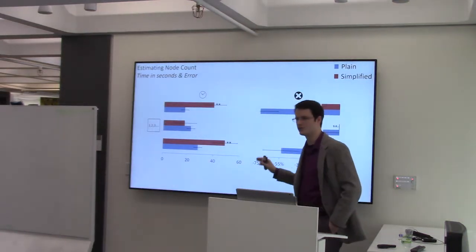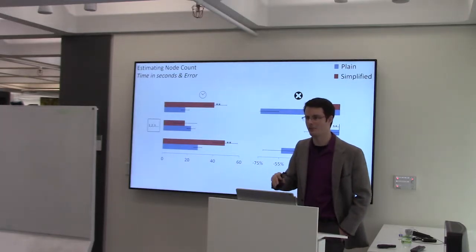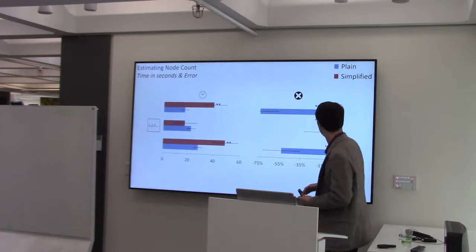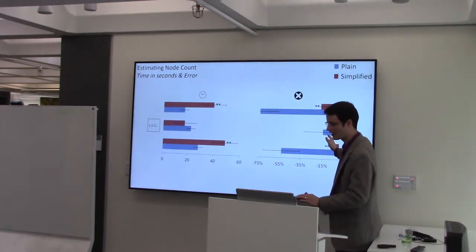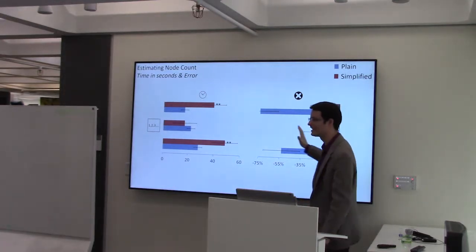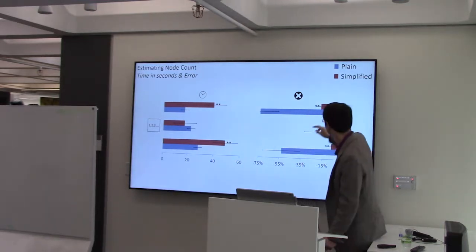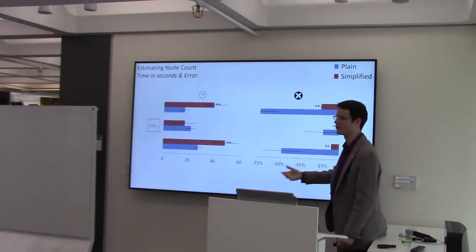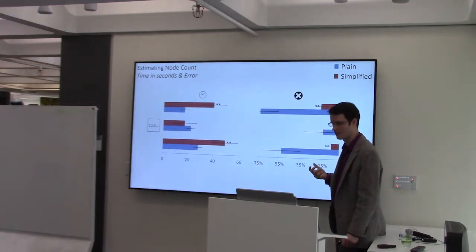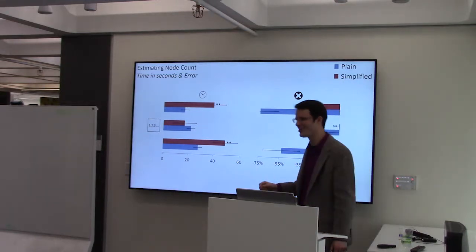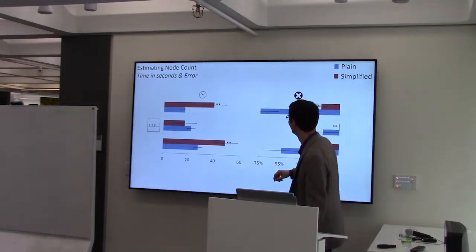Another task users might want to perform is estimating the number of nodes in the entire network. And it turns out that users, in my studies anyway, vastly underestimate the number of nodes in the network. But in the case of simplified networks, they underestimated a lot less. Even in the case of the Senate data set, which you figure people would know how many senators there are.